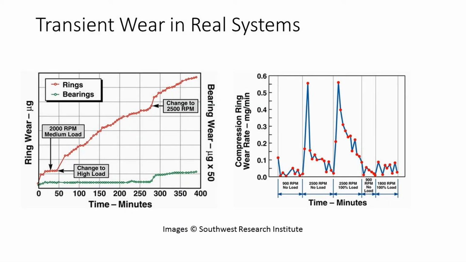A key justification for running stop-start type tests is that this is what happens in many real systems. The contact conditions move up and down the Stribeck curve depending on the system operating point. Furthermore, in real systems, simply changing the operating point can trigger a short-term change in wear rate. This is nicely illustrated in the engine test example here from Southwest Research Institute, in which radioactive tracer technology is used to monitor real-time wear of components.